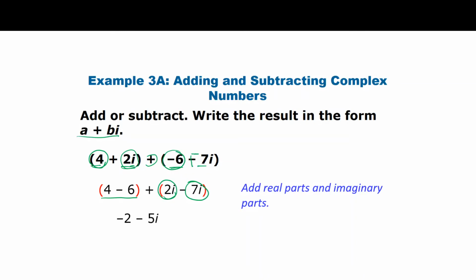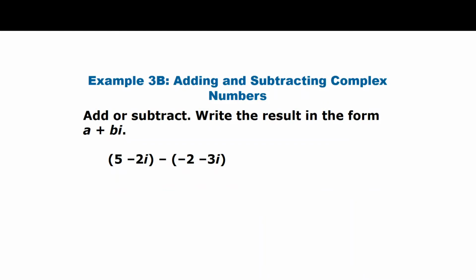All right, so we're going to add the real parts. 4 minus 6 is negative 2. 2i minus 7i is a minus 5i. Pretty simple. Okay, here's another example.